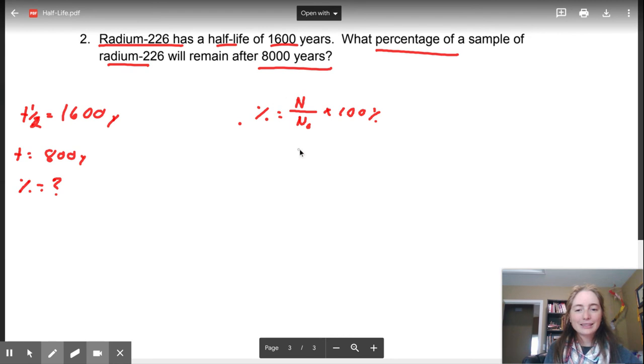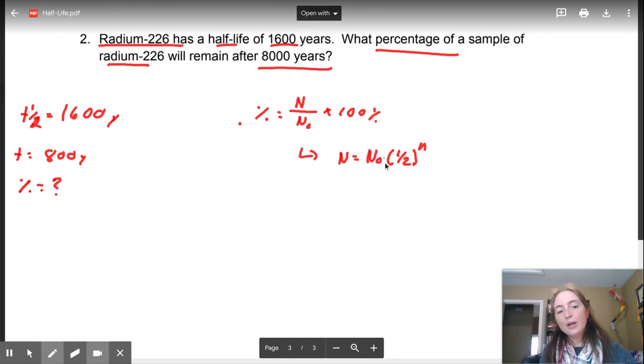To get this, you're going to have to use the equation N equals N0 times 1/2 to the power of n. If I divide N0 out on both sides, I get N over N0 is equal to 1/2 to the power of n. That's what we want. If we can get N over N0, we're good. We can get the percentage. With this half to the power of n, the number of half-lives, we need that.